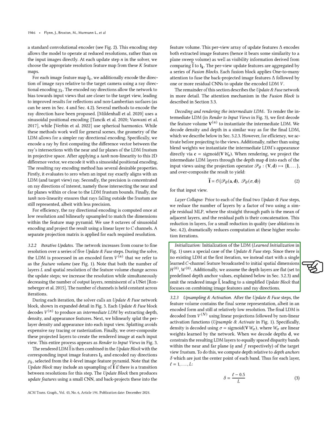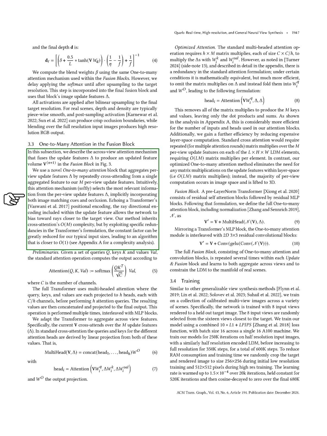Next, we describe the one-to-many attention mechanism in the fusion block, which combines the update features to create an updated feature volume. We employ a novel one-to-many attention block that aggregates per-view update features by cross-attending from a single aggregated feature to our per-view update features. This attention mechanism selects the most relevant information from the update features, incorporating both image matching cues and occlusion. The ray directional encoding within the update feature helps the network focus on rays closer to the target view.